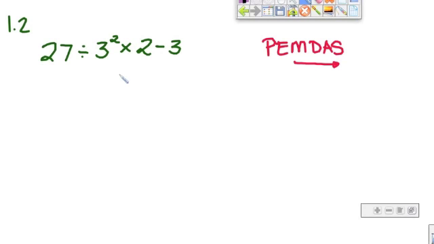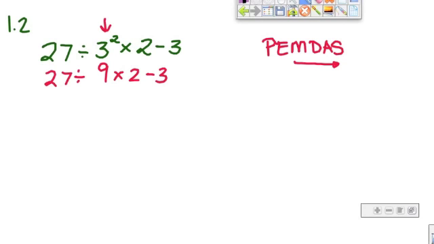The first thing we're going to do is take the power. Because we have no parentheses, we move to E. Do we have any exponents? Yes, we do. We have 3 squared. Well, 3 squared is going to become 9. So all I'm going to do is bring everything else down exactly how it's written, changing just that one factor.